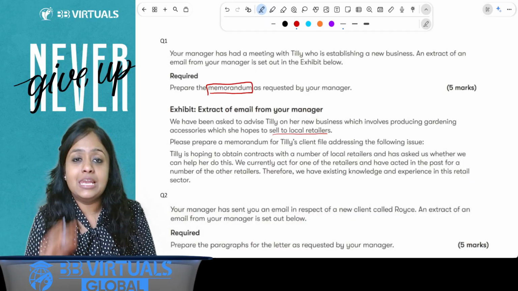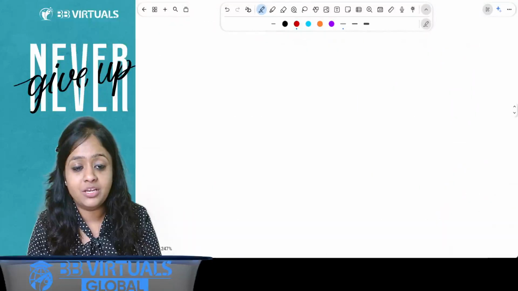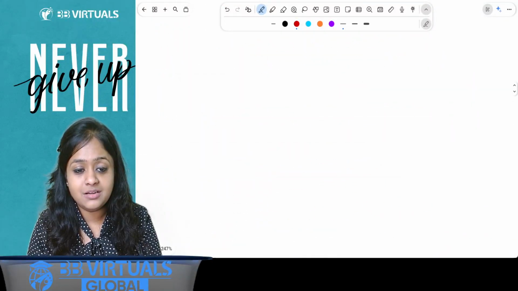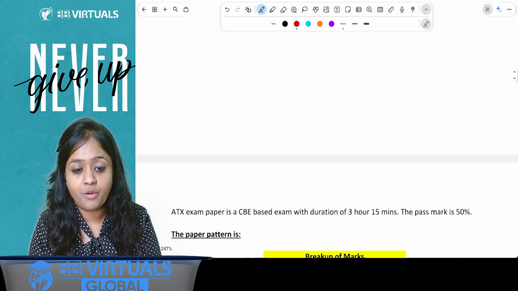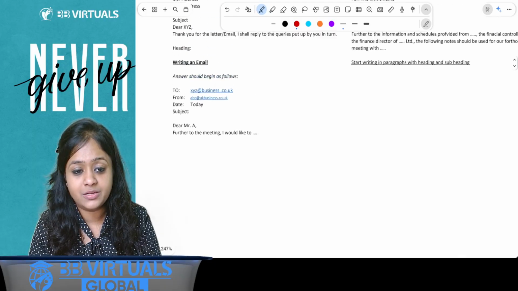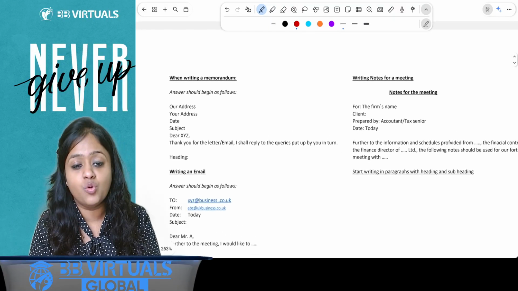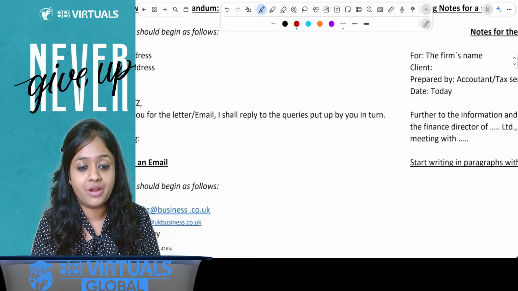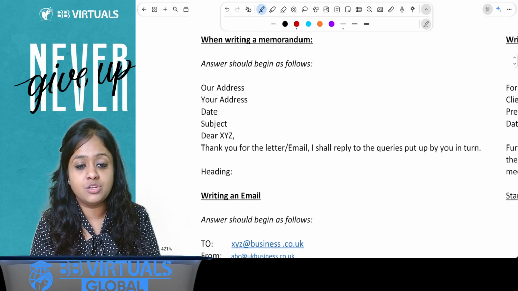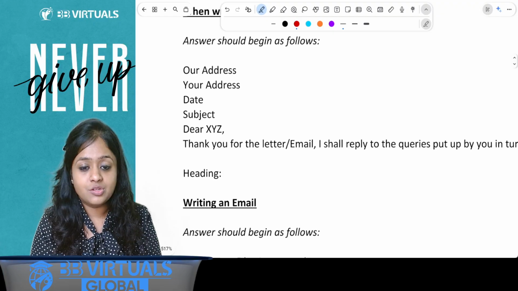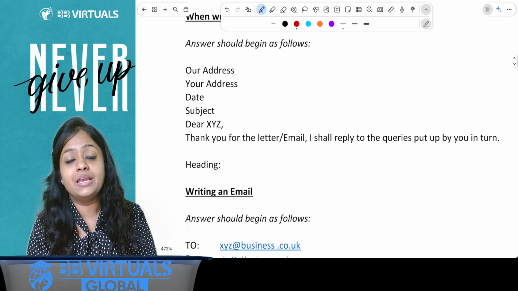But first, let me show you the format that you should be following. So here in the notes, you will get these format details also. Look here. These are some of the formats that I've attached, that when you're writing the notes for a meeting, when you're writing a memorandum, what are the formats that you should be considering? So like in our question, we are required to write a memorandum.